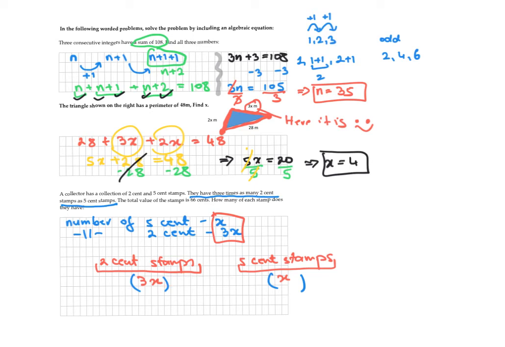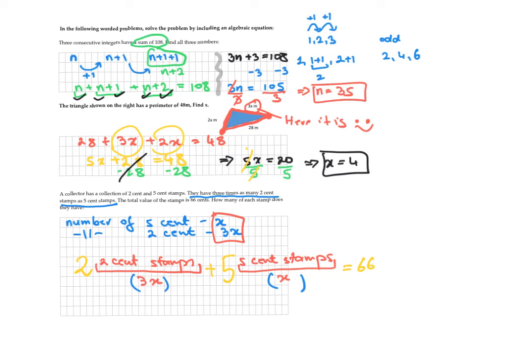But we also know that each one is actually worth 2. So therefore, we have to go here 2 times the number of 2 cent stamps, and then plus each 5 cent stamp is worth 5 cents, so 5 times the number of 5 cent stamps. And all of this is equal to 66.